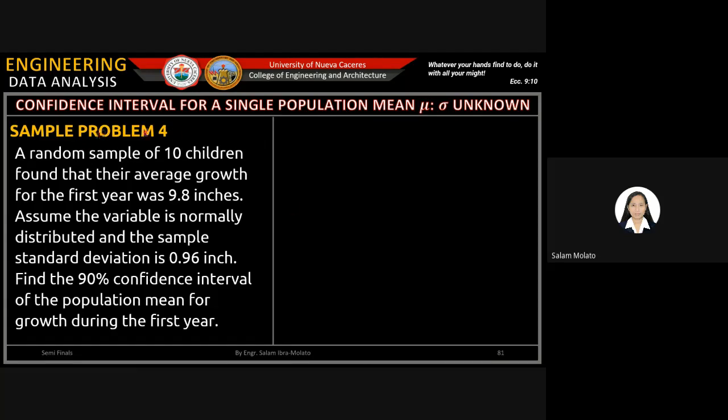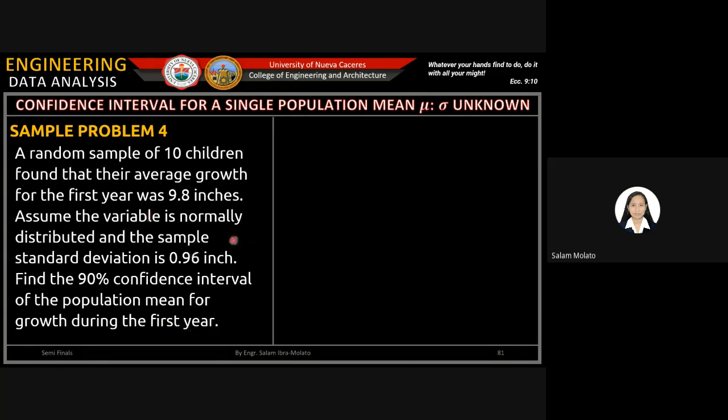All right. So in sample problem number 4, a random sample of 10 children found that their average growth for the first year was 9.8 inches. Assume the variable is normally distributed and the sample standard deviation is 0.96 inches. Find the 90% confidence interval of the population mean for growth during the first year.